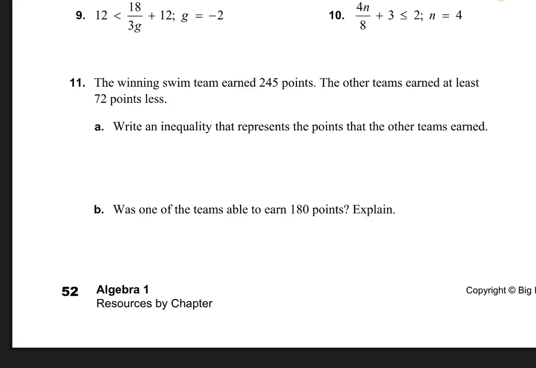The winning swim team earned 245 points. The other teams earned at least 72 points less. Write an inequality that represents the points that the other teams earned. So there's some interpretation here, but here's what I'm going to do. 245 is definitely greater than or equal to the 72 points that is the difference between the two teams.